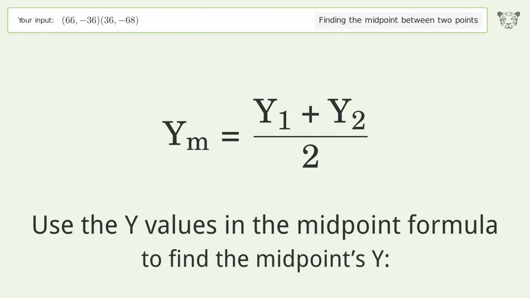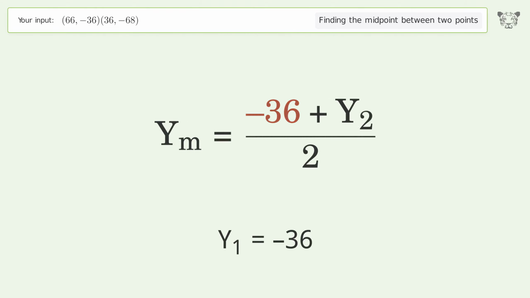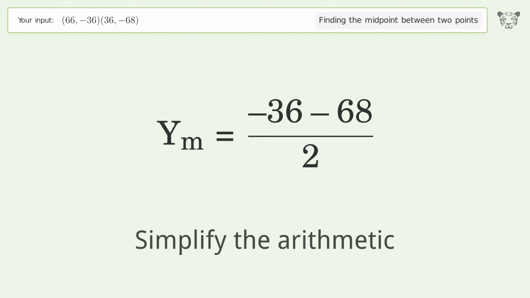Use the y values in the midpoint formula to find the midpoint's y. y1 equals negative 36. y2 equals negative 68. Simplify the arithmetic.